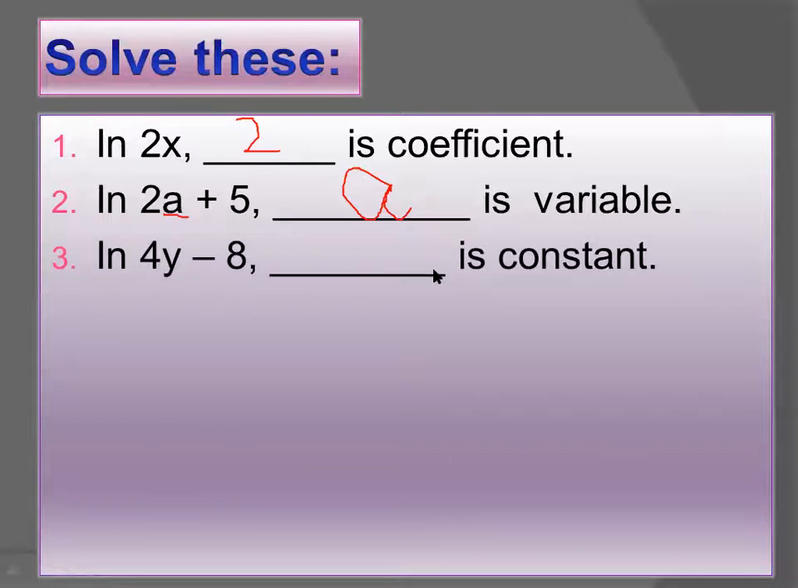Now move on to this one. That is very important, and please be careful while giving the answer. Just suppose this is your quiz, so please be careful while writing the answer. You have only one chance. In 4y minus 8, dash is constant. This is not your quiz.